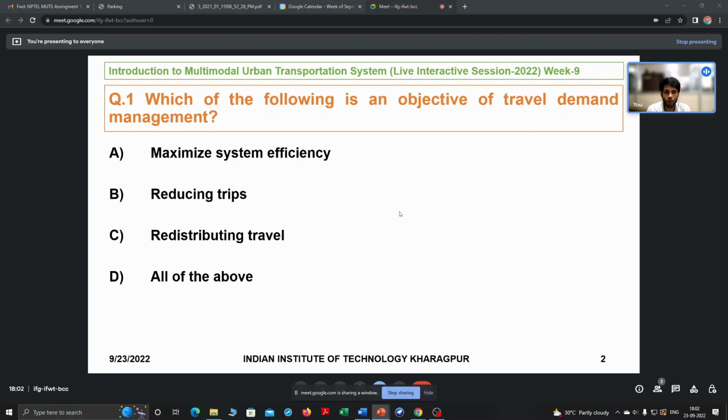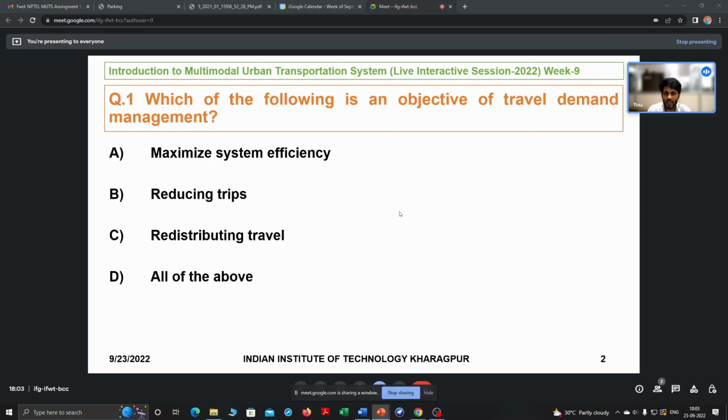Which of the following is an objective of travel demand management? As you know, this week 9 course content is based on travel demand management strategies. What the strategies are, why you need travel demand management, and the different strategies, push-pull measures, and so on, right? So what is the objective of travel demand management?